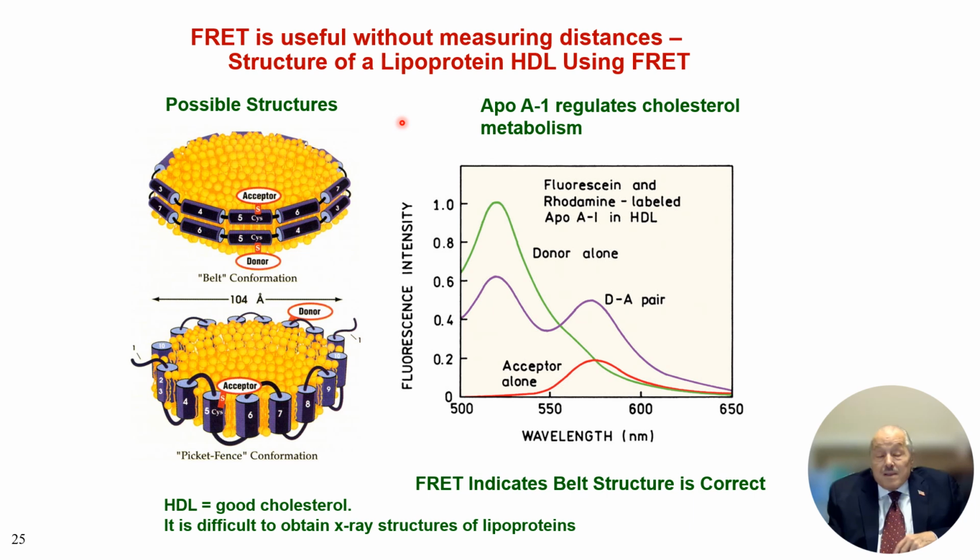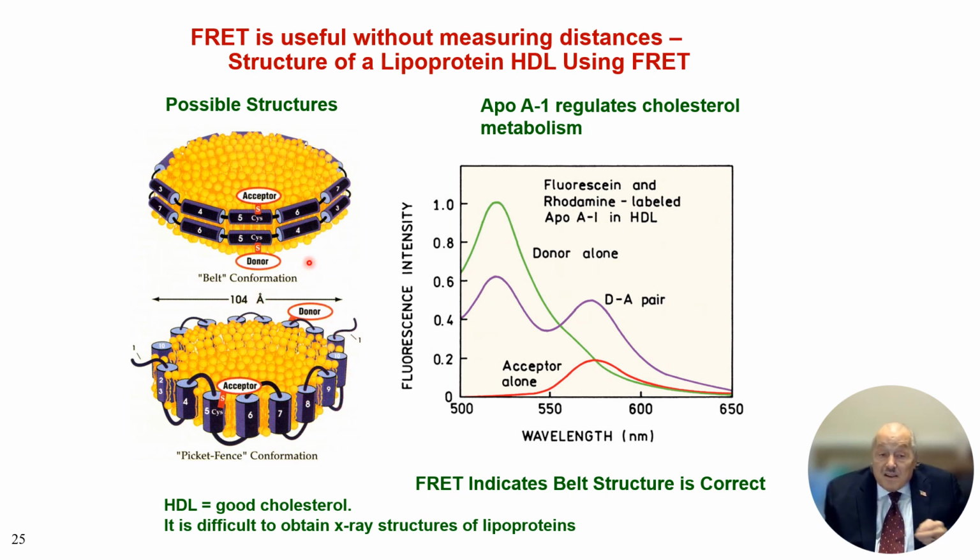Normally, you're not going to do an X-ray experiment on a lipoprotein. So if you want to learn something about the structure, the fluorescence can be helpful. So for high-density lipoprotein, otherwise known as the good lipoprotein, there were two possible structures. It was known to contain two identical peptides, but it wasn't known whether they were wrapped as a belt around the lipids in a circle, or if it had a picket fence conformation.